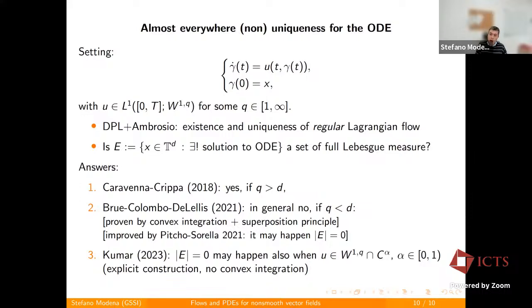Well, actually the answer is no, because Kumar showed in 2023 that this set E, again, might have 0 Lebesgue measure, even when the vector field is Sobolev and C alpha for q less than d and for any alpha less than 1. So that's somehow the optimal setting of exponents you can think of. And once again, this is no convex integration, but it's really an explicit construction. Okay, and with that, I stop here.